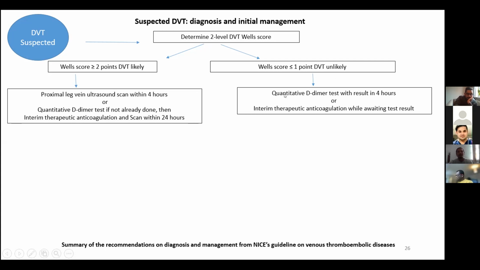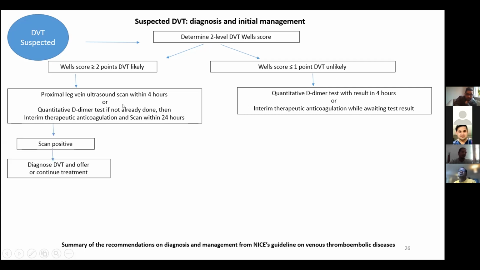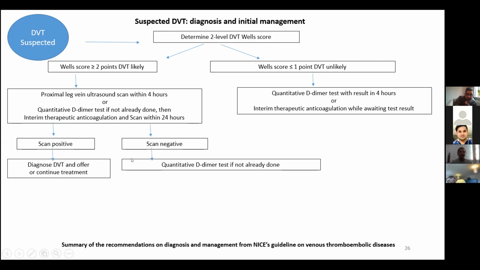So we have to do a D-dimer test within 4 hours, and we have to give interim therapeutic anticoagulation while waiting for the test result. So what if the scan comes positive? A diagnosis of DVT is established, and we have to continue the treatment. And what if the scan is negative? We have to do a quantitative D-dimer if not already done. And there are 2 situations again, D-dimer positive and D-dimer negative.